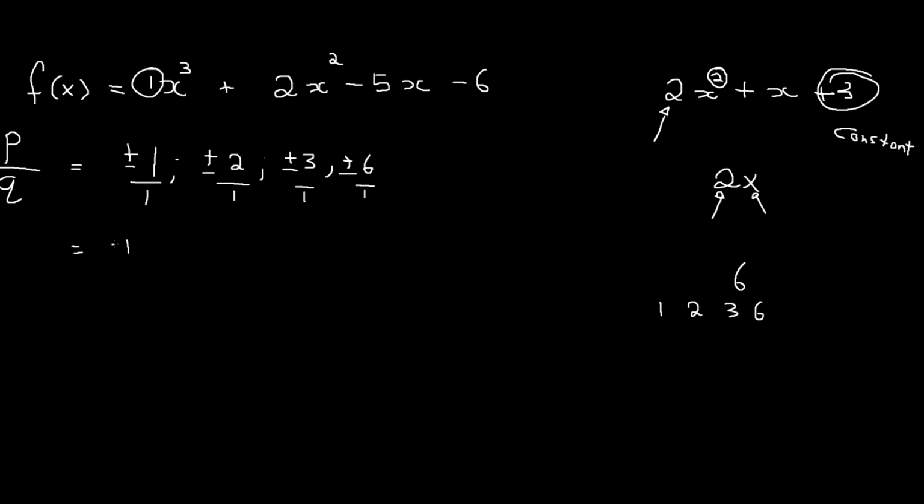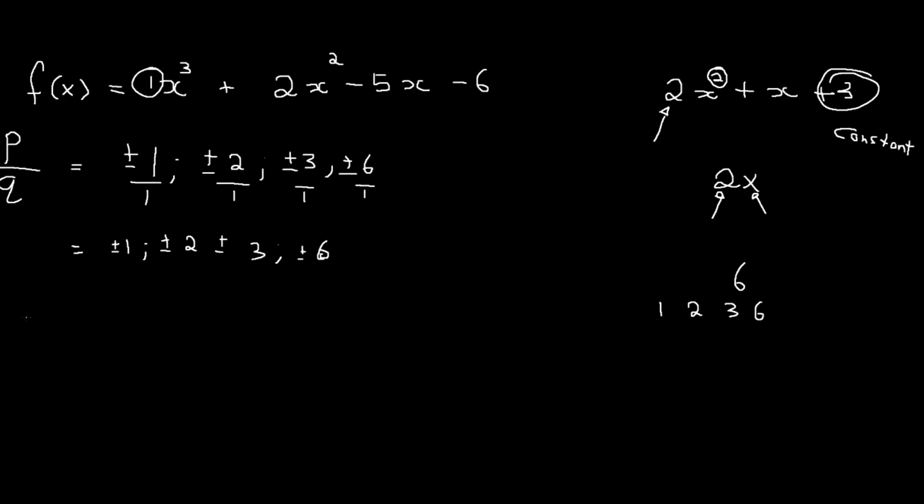1 over 1 is 1, so plus minus 1. 2 over 1 is simply 2. Then we have 3, and we have 6, so plus minus 6. Now, one of the x values here will be equal to 0, but we don't know which one. We don't know if it's plus minus 1, 2, 3, or 6. So we're going to have to guess which one of these is equal to 0.